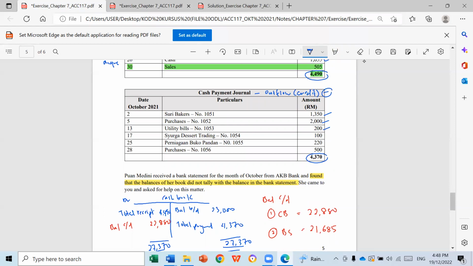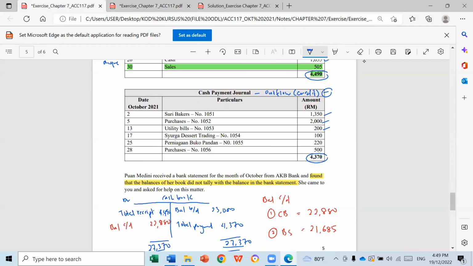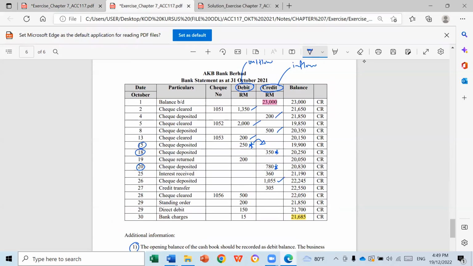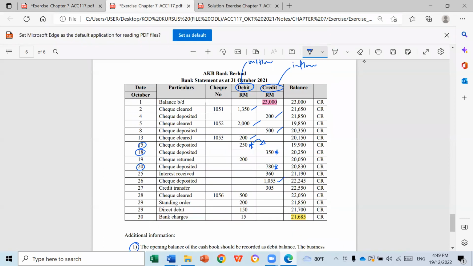Next, sugar dessert, 1054, 100. No, we don't have any. Next is perniagaan buku pandan, 1055, 220. No, we don't have. Next is purchases, 1056, 500 on 28th of October. Let me check. Yes, we have.